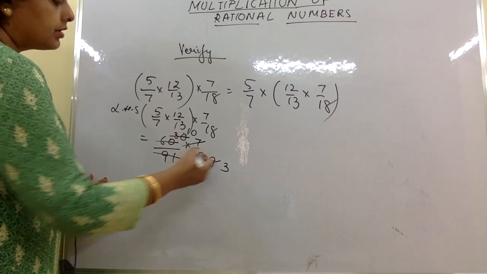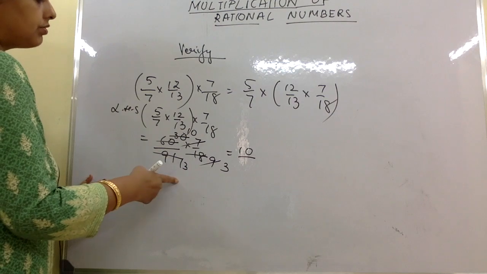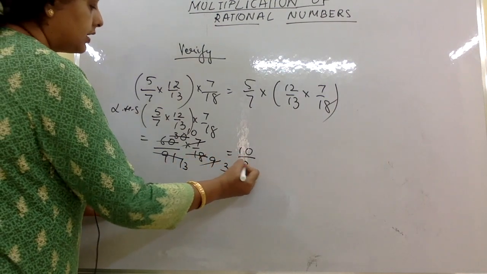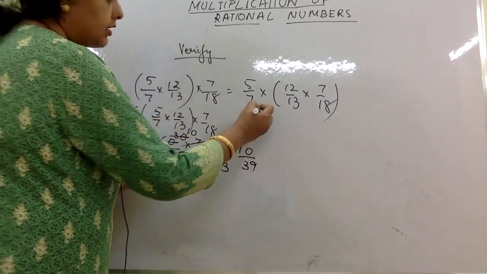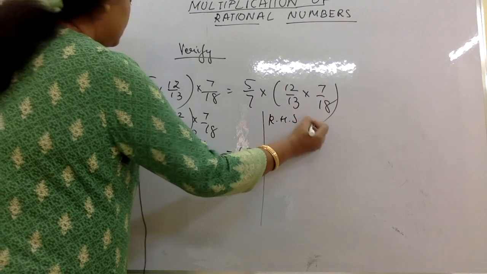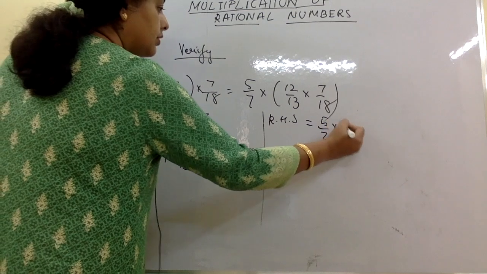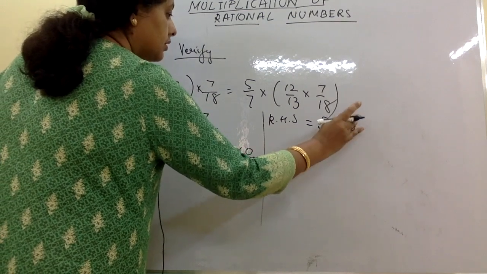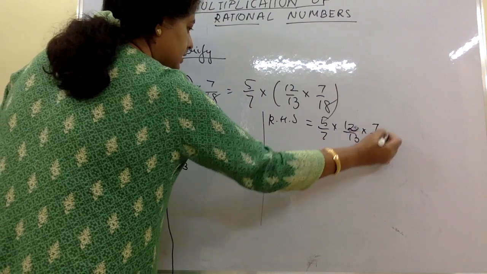Okay, so here my answer is 10 by, this is 13 into 3, which is 39. 10 by 39 for the LHS. Okay, now for the RHS, that is equal to 5 by 7 into 13 into 12 by 13 into 7 by 18.